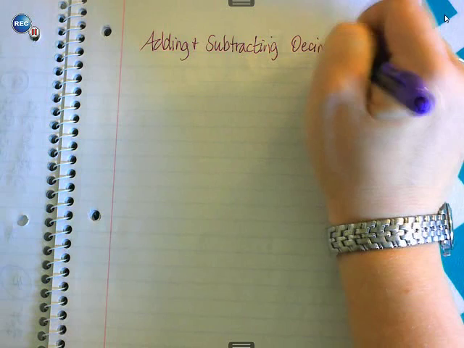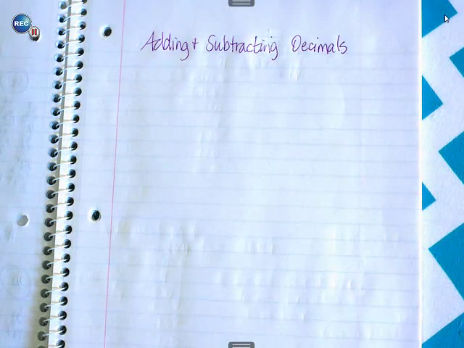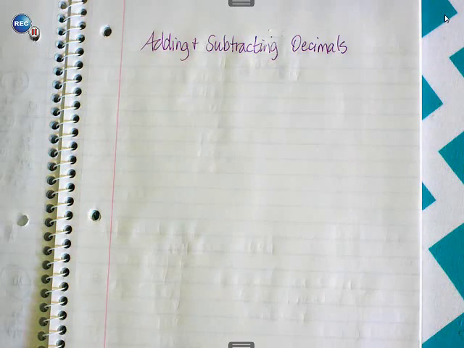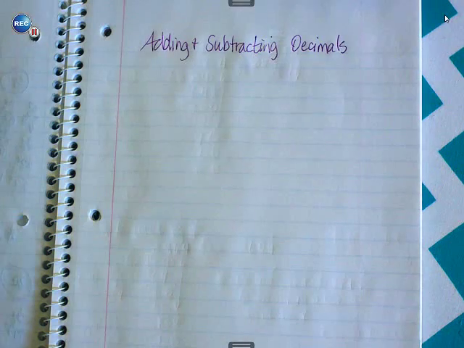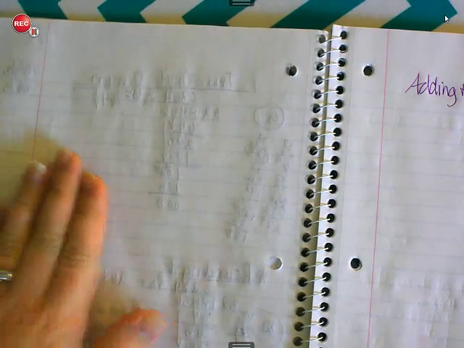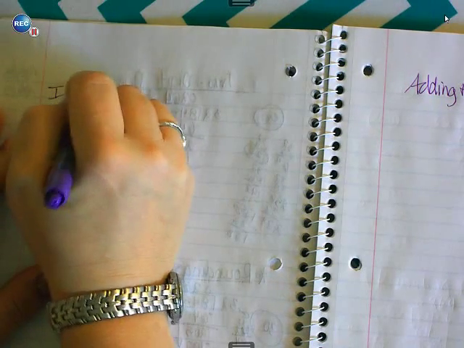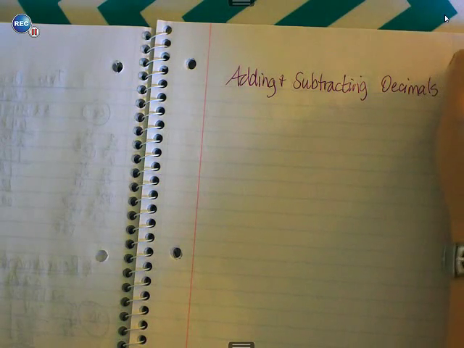Let's take a look at a possible problem where we might have to add or subtract decimals. Let's look at number 1. I'll make that bigger for you guys so you can see. It says a penny weighs 2.5 grams, while a dime weighs about 2.27 grams. How much do a penny and 2 dimes weigh?